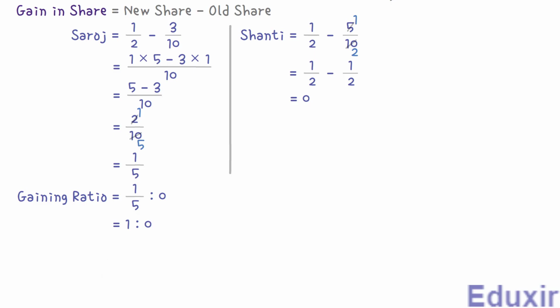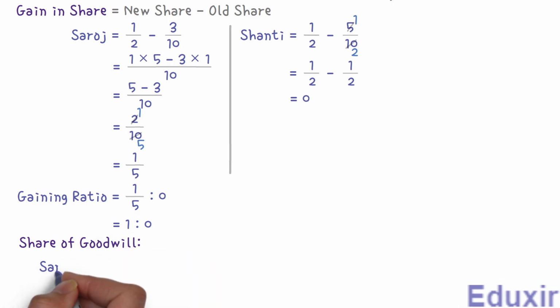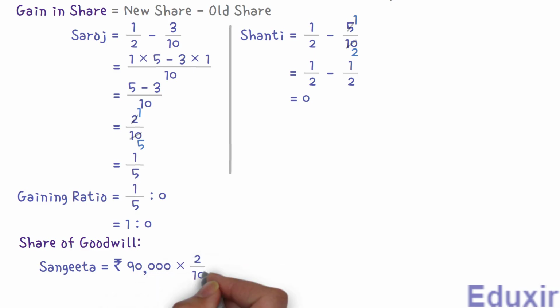In other words, this means that the entire goodwill share of the retiring partner Sangeeta should be contributed by the remaining partner Saroj. As the remaining partner Shanti's gain in share is 0, she doesn't have to contribute anything. So the share in the goodwill of the firm for the retiring partner Sangeeta is equal to the total goodwill of the firm, which is 90,000 rupees multiplied with her profit sharing proportion 2/10. Let's cancel the 0 in 10 with 1 0 in 90,000 rupees. Now, if we multiply the remaining 9,000 rupees and 2, we get 18,000 rupees. This is the share of the retiring partner Sangeeta in the goodwill of the firm.